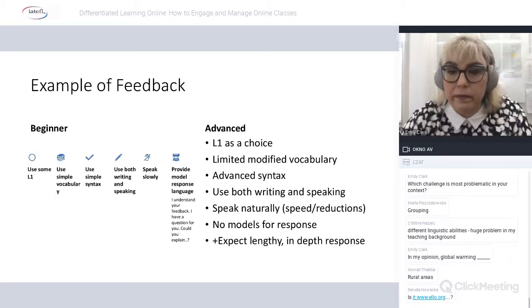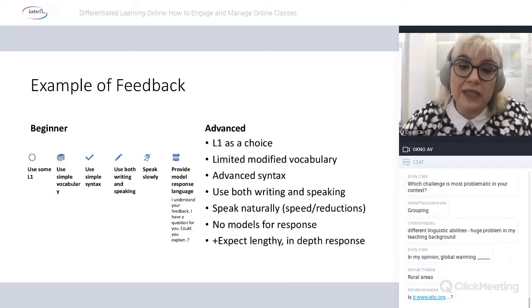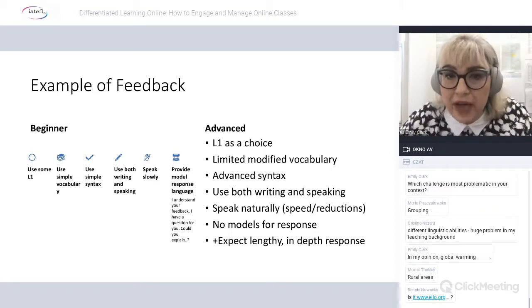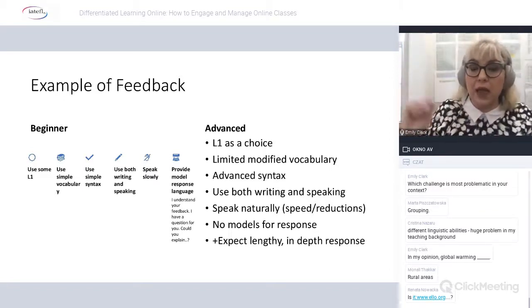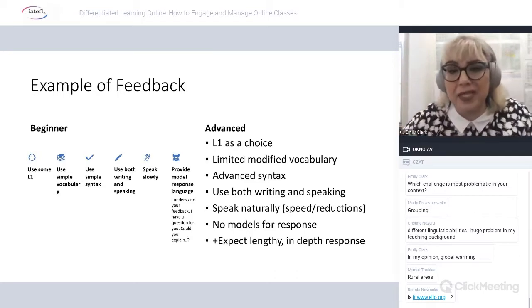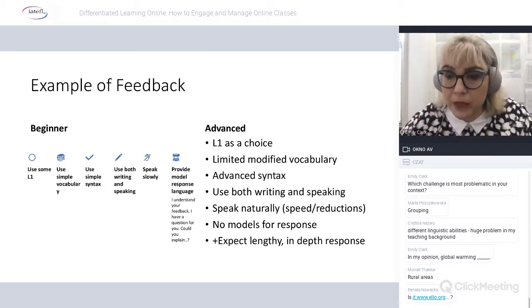ELLLO.org. Yeah. And then if they're advanced, again, you don't have to modify very much necessarily. I would still give them writing and speaking feedback, but I'm going to talk to them very, very naturally.